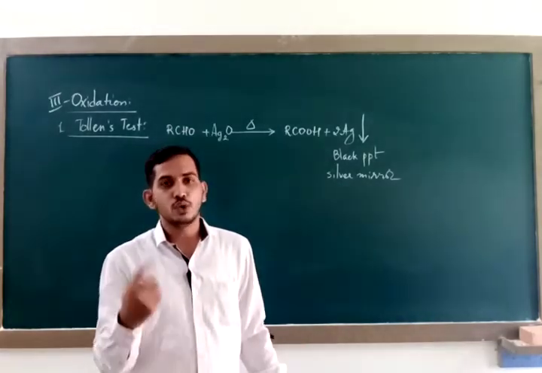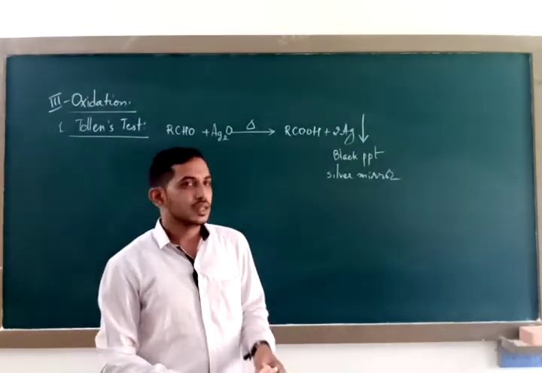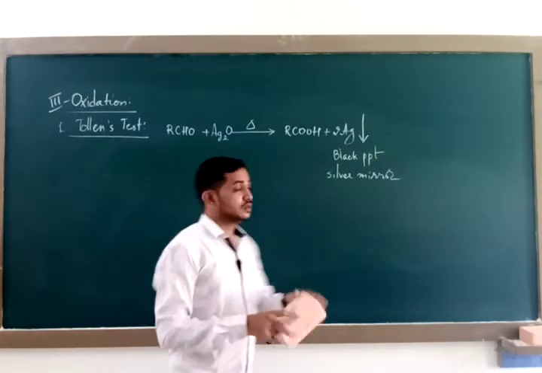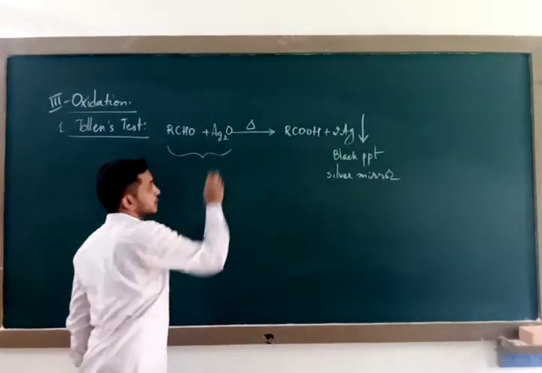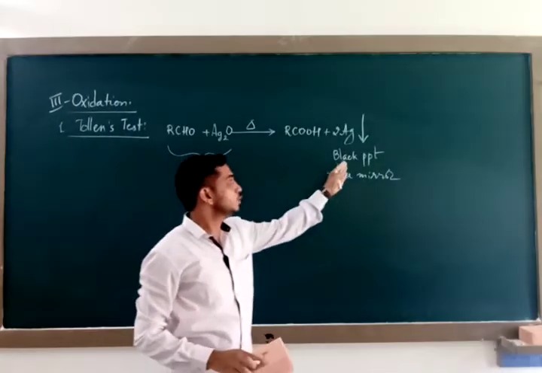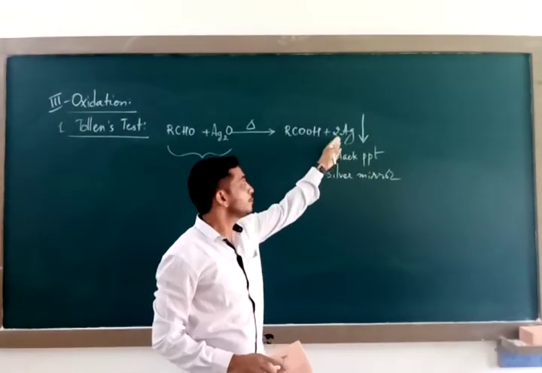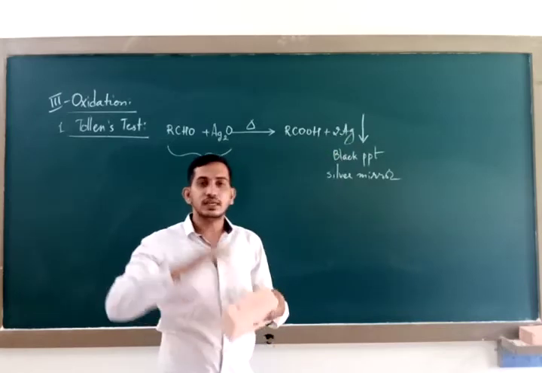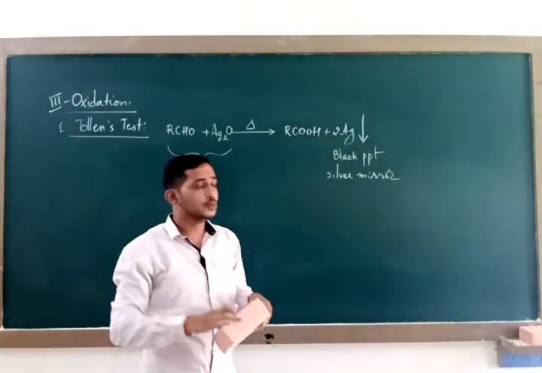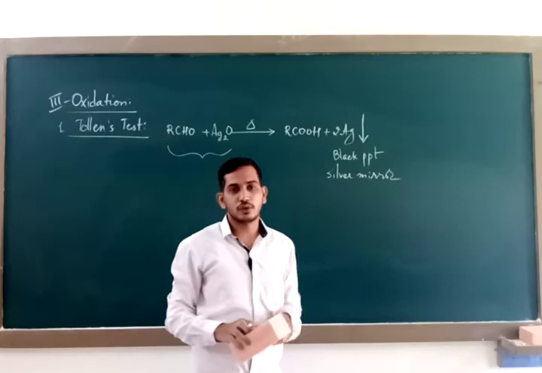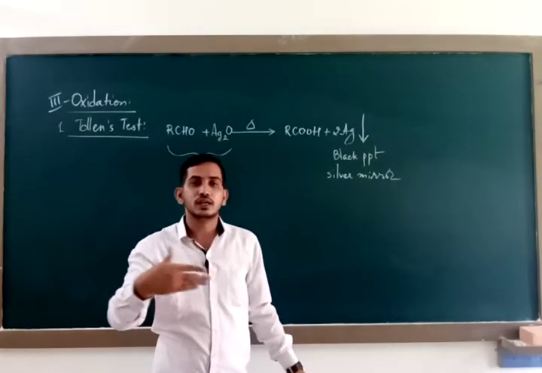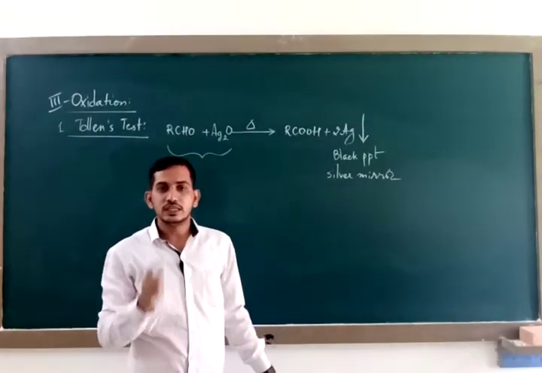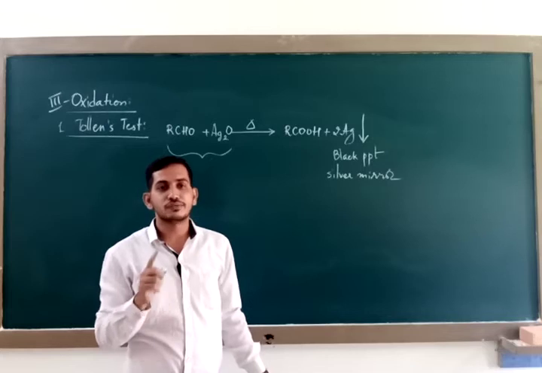After 5 to 10 minutes, you observe inside the test tube that your white colored solution, which was earlier due to this mixture, has now turned into a black precipitate due to deposition of silver. Or else, on the inner walls of the test tube, you will see that a silver mirror has formed. Silver has deposited on the inner walls of the test tube. This will confirm the presence of aldehyde.